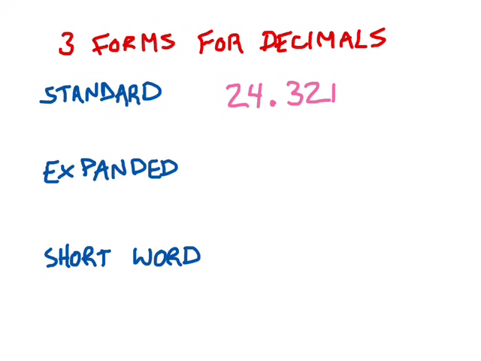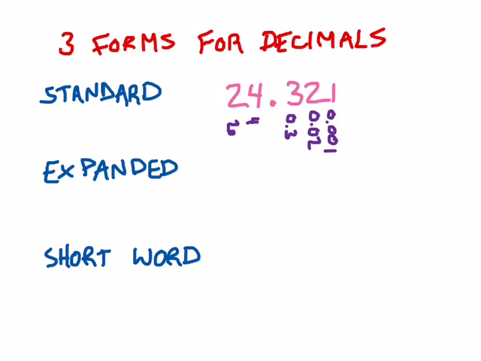Expanded form is when we take each of the pieces of the number and break them out by their place and value. Let me show you what I mean by that. If we go through this number and examine each digit by its value, this 2 is in the tens place, so it has a value of 20. The 4 is in the ones place, so it has a value of 4. This is from our previous lesson, if you remember. Our 3 is in the tenths place, so it has a value of 3/10. Our 2 is in the hundredths place, so it has a value of 2/100. And our 1 is in the thousandths place, so it has a value of 1/1,000.